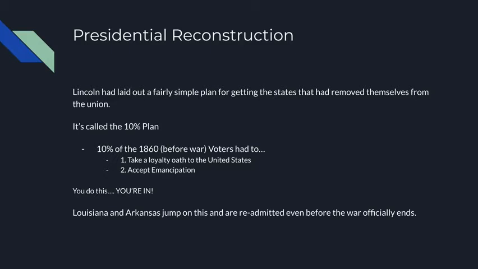And Louisiana and Arkansas jump on this and are readmitted even before the war officially ends. Now, this is very lenient. So to answer your question, that was on the slide before. How is Lincoln going to go about Reconstruction? Very lenient: with malice towards none, with charity for all, with firmness as God gives us the right to see firm. Let us bind up the nation's wounds.